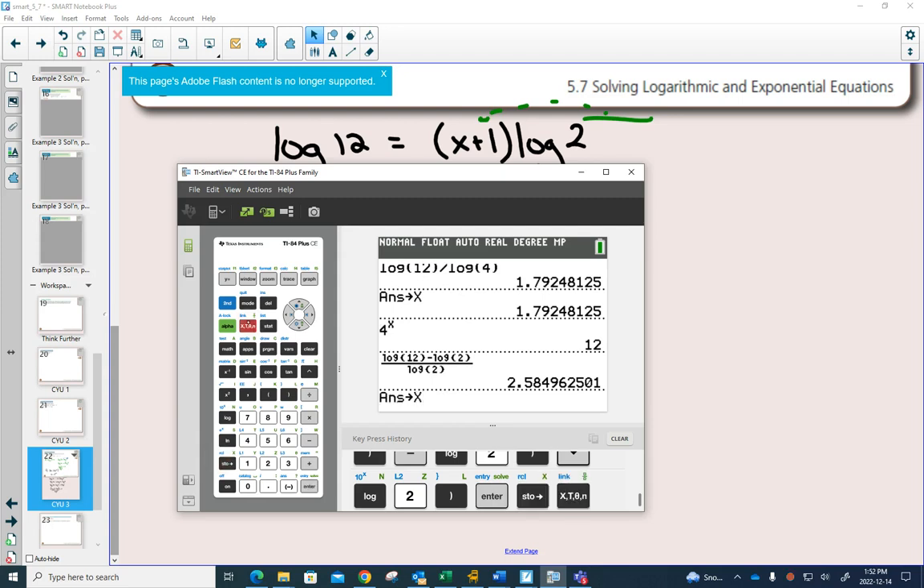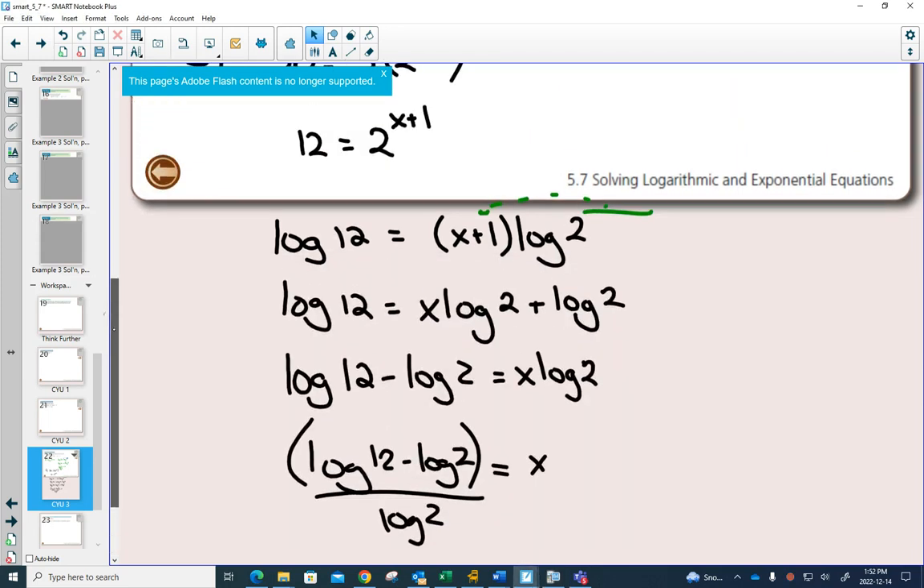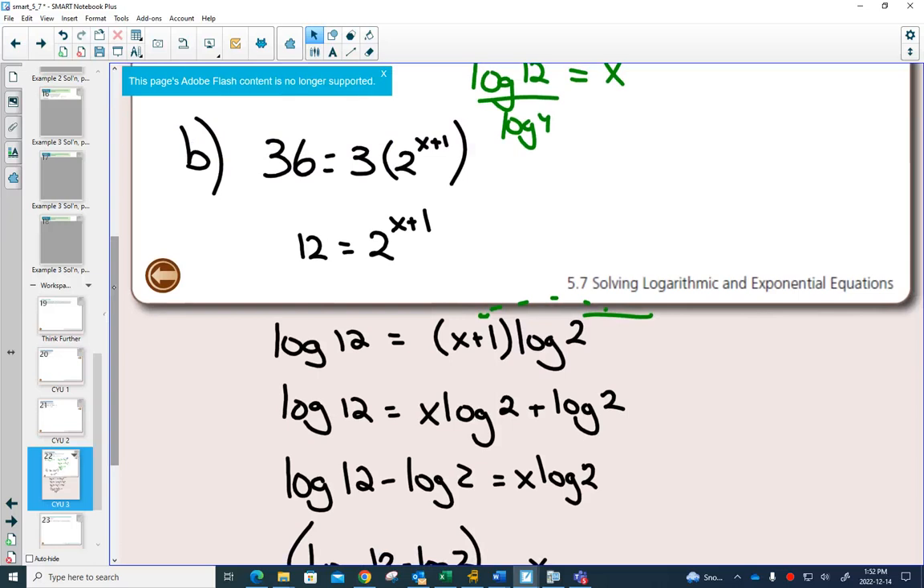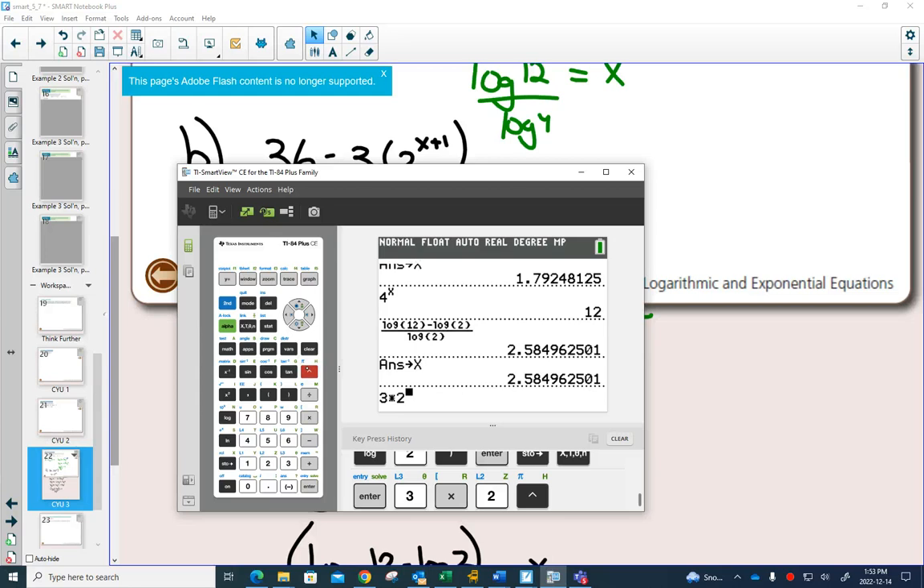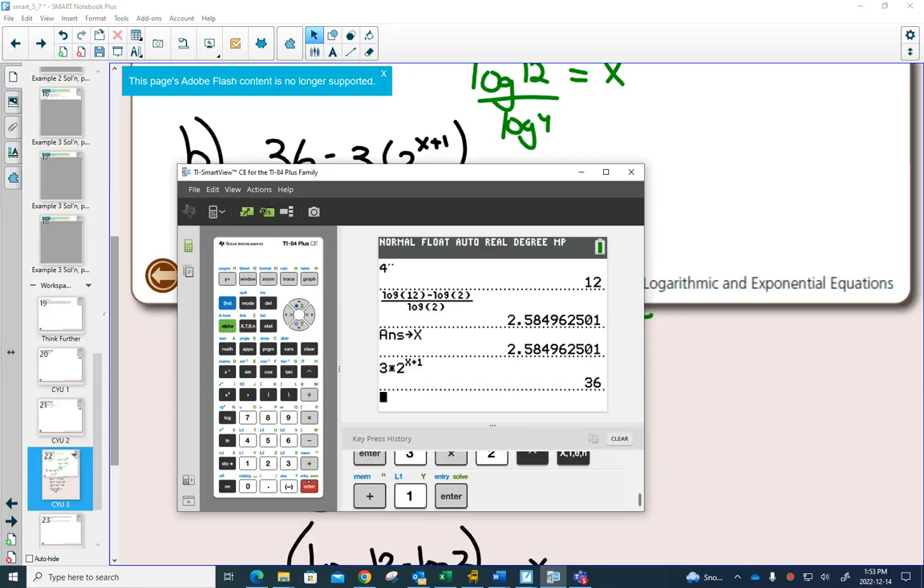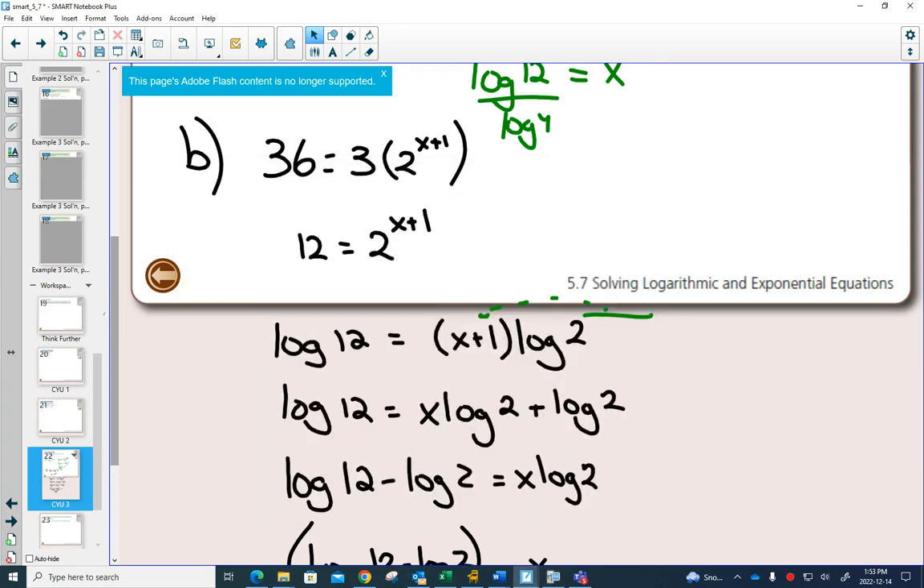Store that as x because I want to check if I got it right. My original question was 36. 3 times 2 to the power x plus 1. I get 36. I'm happy. It all works out. Okay.